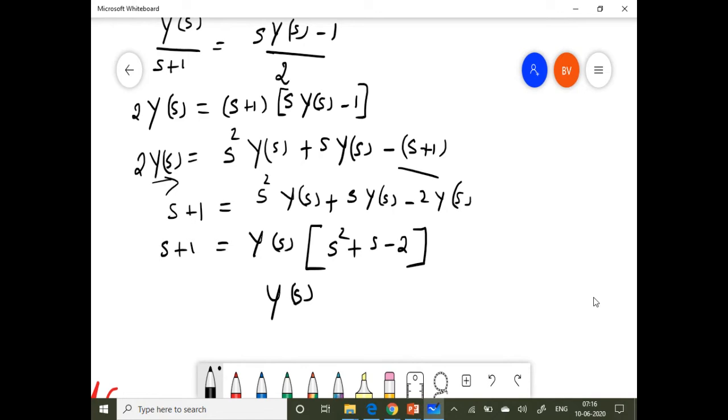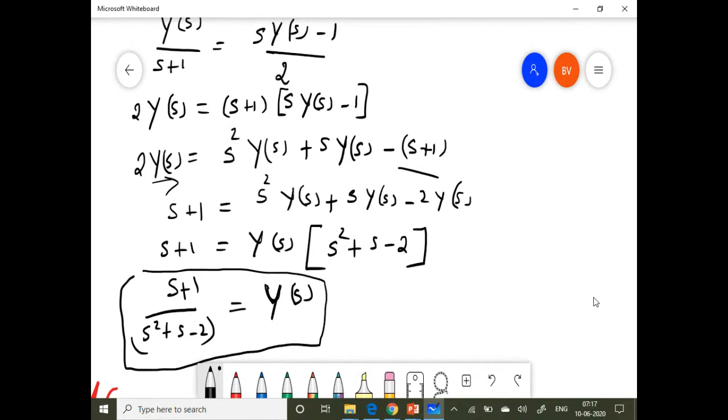What is y of s? This is capital Y of s equal to s plus 1 over s squared plus s minus 2. This is what we get. Now we have to take the Laplace inverse on both sides to get y of t. So we will get the solution y, and the solution x can be found by the substitution method.